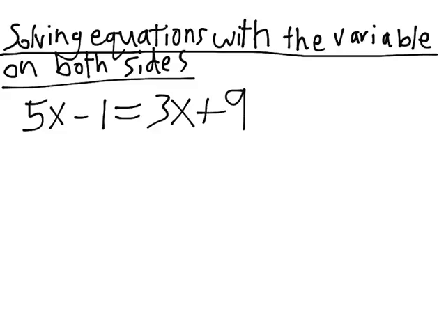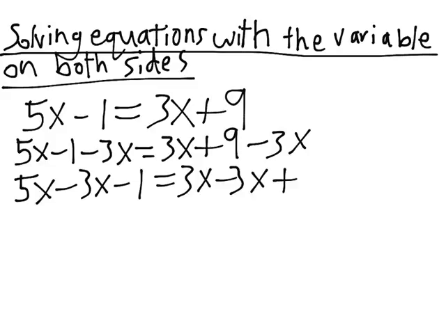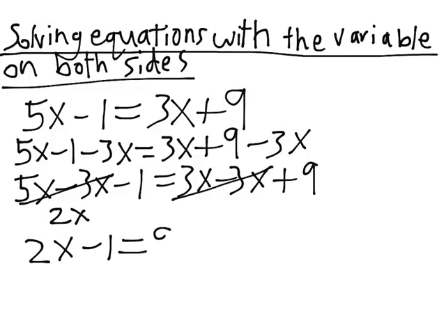Here, we can subtract 3x from both sides to get 5x minus 1 minus 3x equals 3x plus 9 minus 3x. Now this is the same as 5x minus 3x minus 1 equals 3x minus 3x plus 9. The 3x's here cancel, and the 5x minus 3x just becomes 2x. Now we're left with 2x minus 1 equals 9.